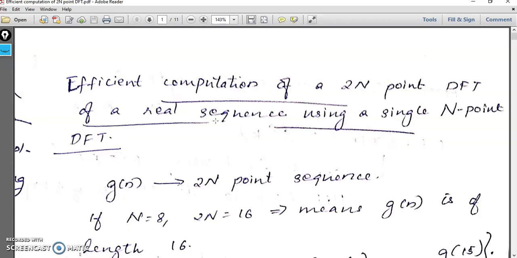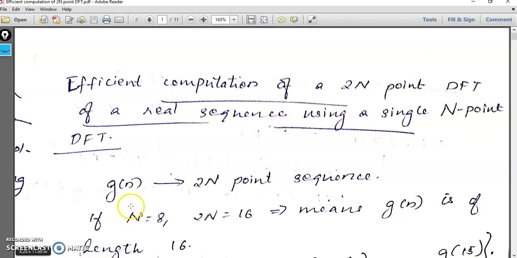What is the reason why we go for an N point DFT? We know that as the length increases, the total number of multiplications and additions also increases, whether using the equation or an FFT algorithm. As the length of the sequence increases, its complexity also increases based on the number of multiplication and addition operations. So here we take g of n as the input sequence; its DFT is computed using a single N point DFT, but the sequence must be a real sequence.